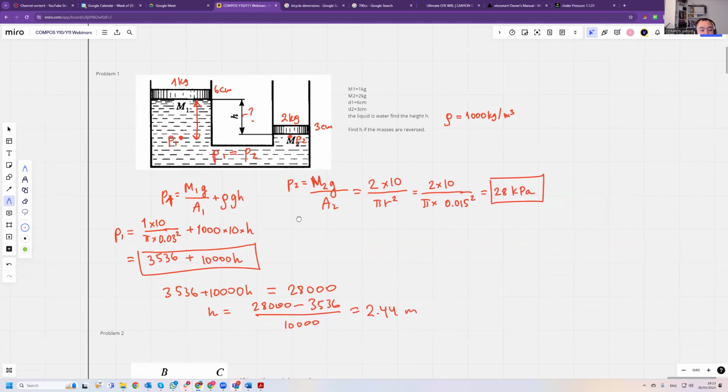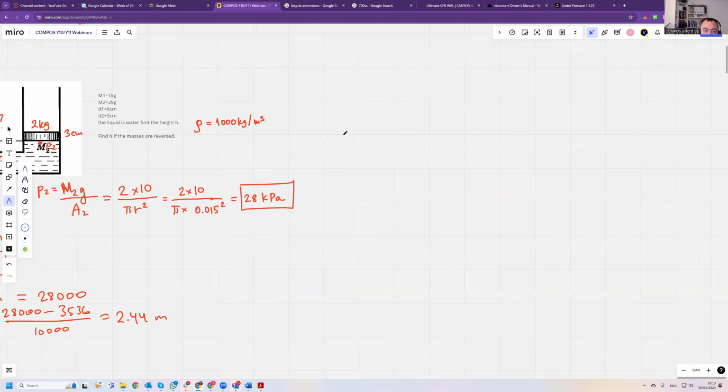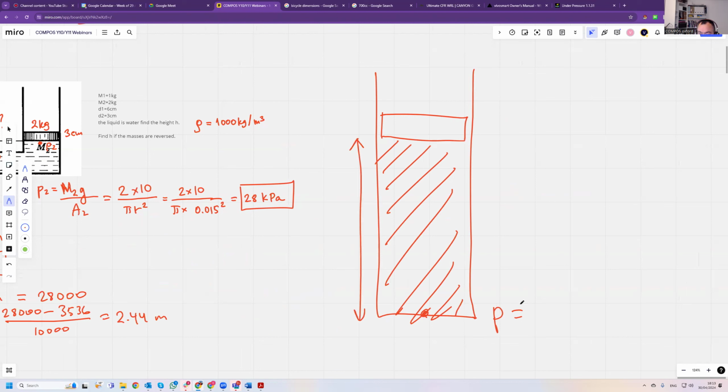Bottom line is, if you have a cylinder with a liquid and you have a piston on top, and this is liquid, the pressure at the bottom is going to be the pressure of the liquid, rho GH, plus the pressure from this mass. And the pressure from this mass is the weight divided by the area.